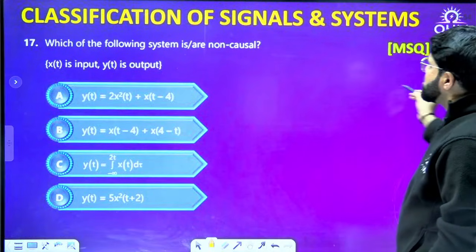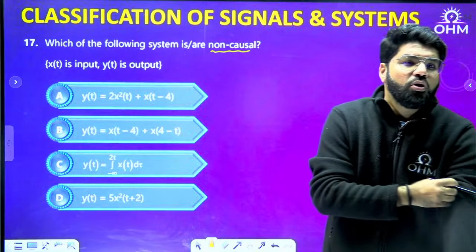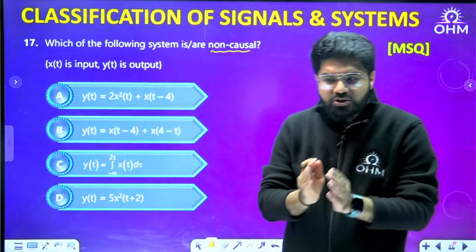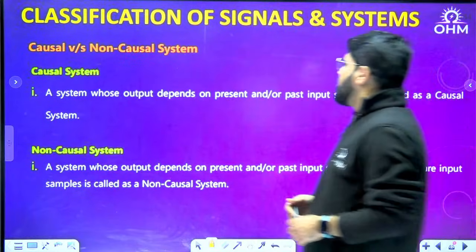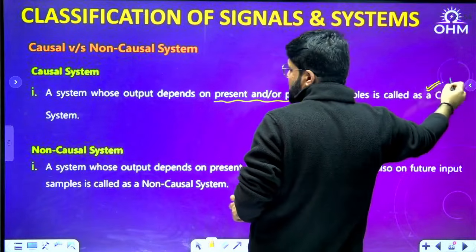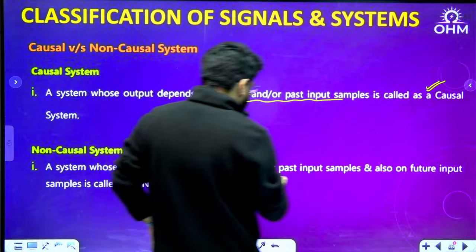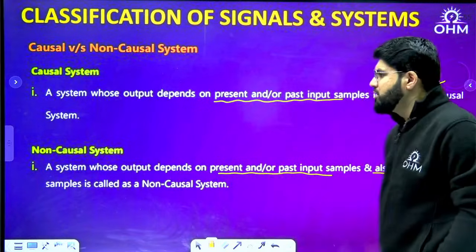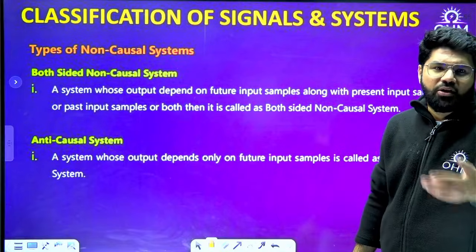Next question. MSQ again. Which of the following systems is or are non-causal? Which systems are non-causal? Where the output depends on the future also. Whenever the output depends on the present or past values of the input, that is a causal system. If the output depends on present and or past and also on future, when future values are involved, then the system is non-causal.